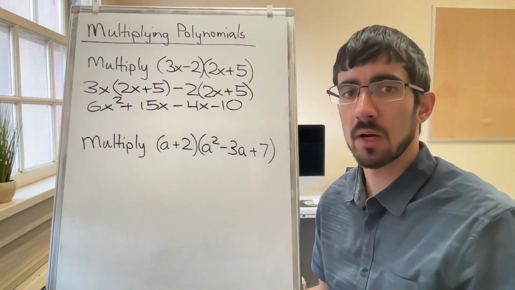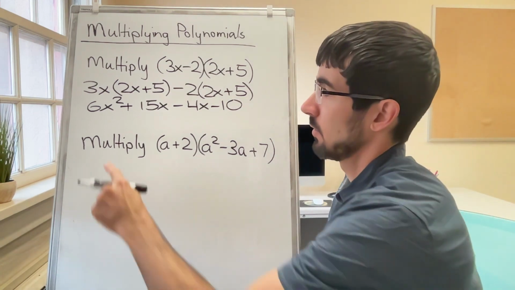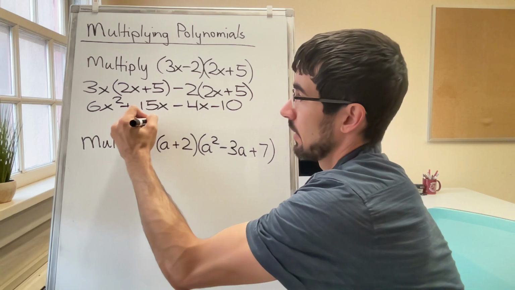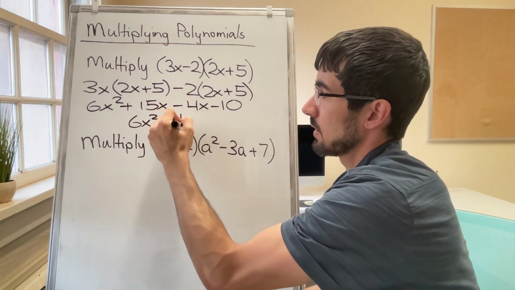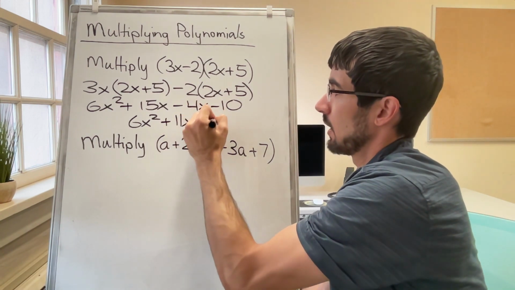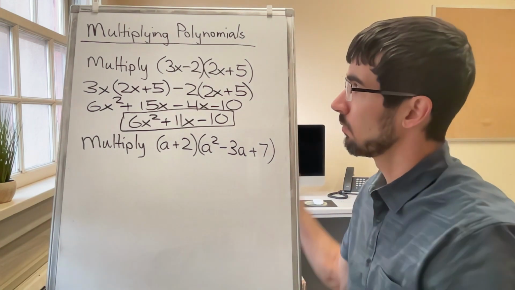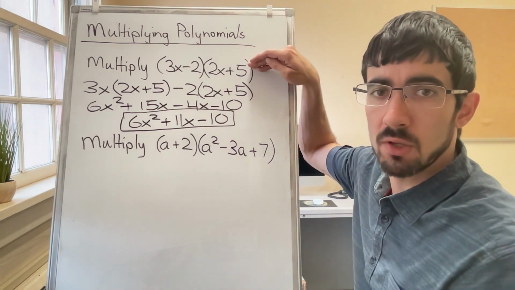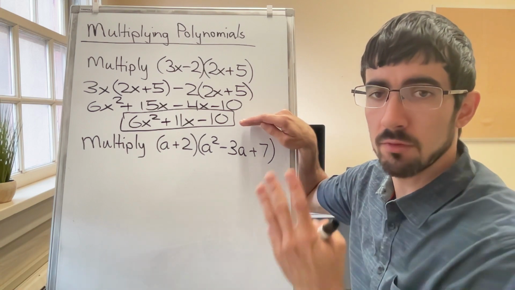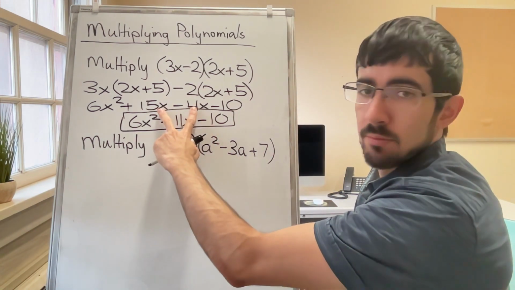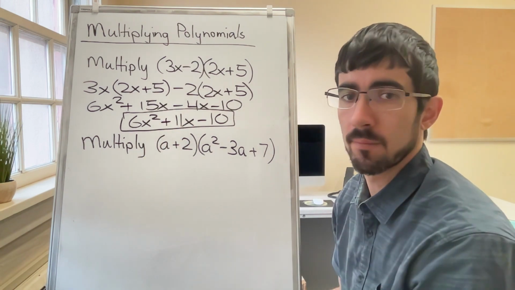Then I look to combine like terms. Often there are like terms that can be combined in your final expression. Here I have 6x squared plus 15x minus 4x. That gives me plus 11x minus 10. So this is the final result. Notice that when we multiplied two binomials together, our final result was actually a trinomial. It had three terms because these middle terms combined together to give me the plus 11x.